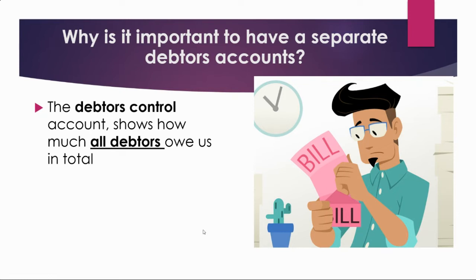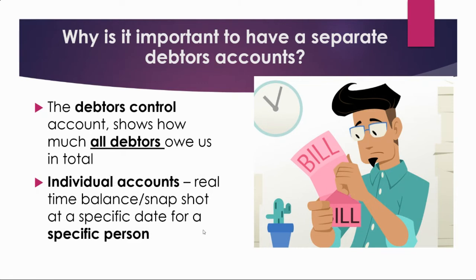Okay. Then we also want an individual account. So why do I want individual accounts? So that I can know at any point in time, how much money do you actually owe me? So it's a snapshot at a specific time of a specific person. So this individual account will show me how much money you owe today to Edgar's, for example. And then Edgar's would know, okay, your account is outstanding now for 60 or 90 days.